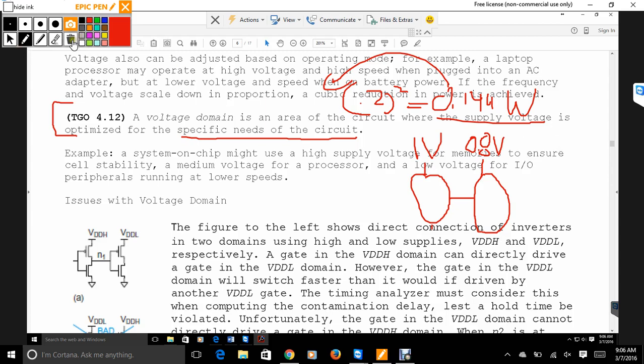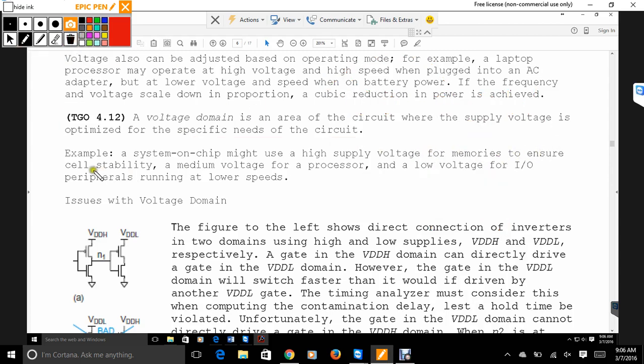So typically here, to ensure cell stability, anything where you're trying to restore the power or memory where you actually have to maintain values, you're typically going to have a higher supply voltage. However, for the actual processor itself, you would require a medium-low power consumption and a low voltage for I/O peripheral. So why do you think there's a medium voltage for a processor as opposed to memory?